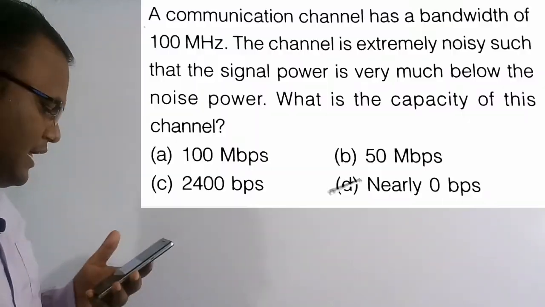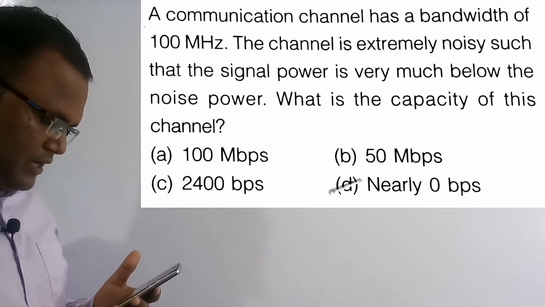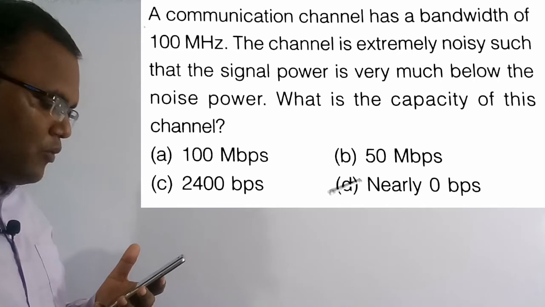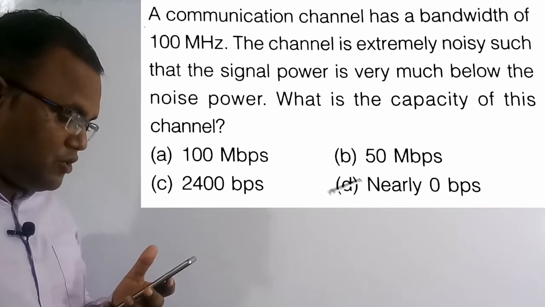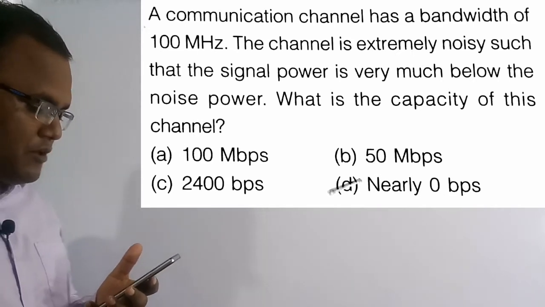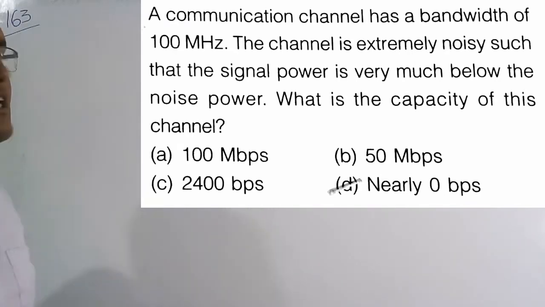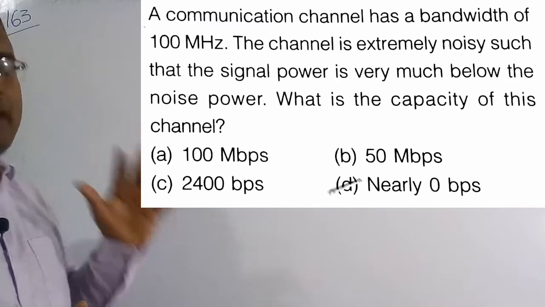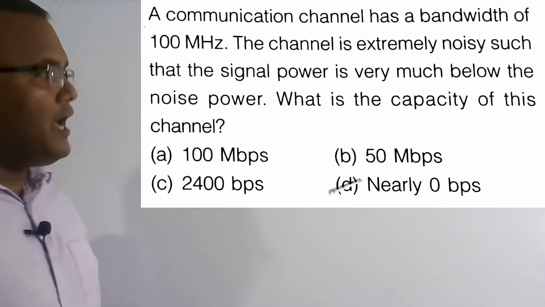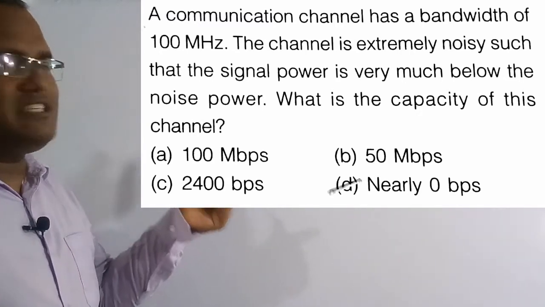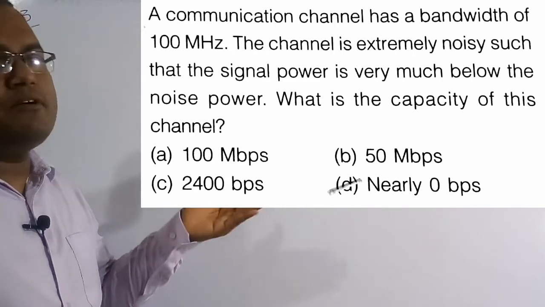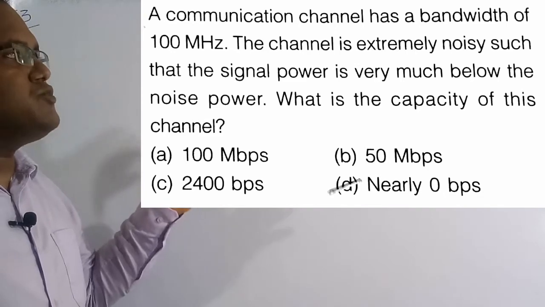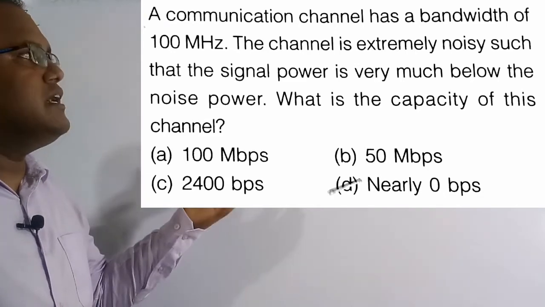So the question here: a communication channel has a bandwidth of 100 megahertz. The channel is extremely noisy such that the signal power is very much below the noise power. So what is the capacity of this channel? So in this question they have given that the communication channel has a certain bandwidth, which is 100 megahertz, and they are also telling that in this channel the signal power is very much low when compared to the noise power. Meaning this channel is going to have a lot of noise when compared to the signal power.